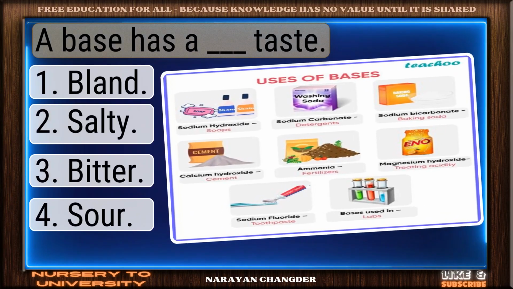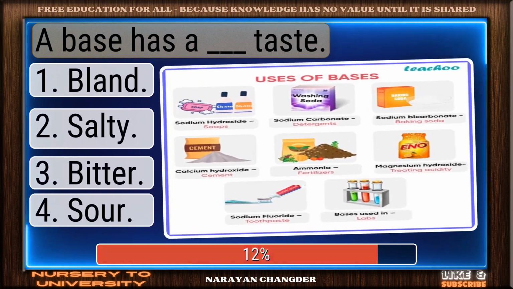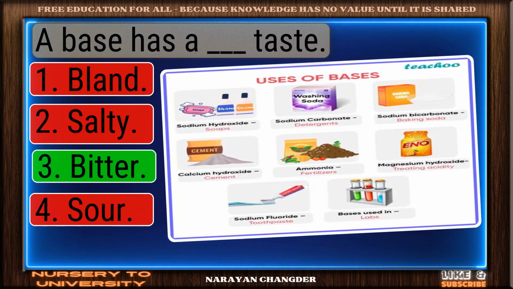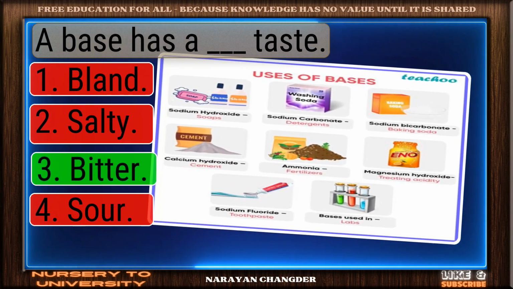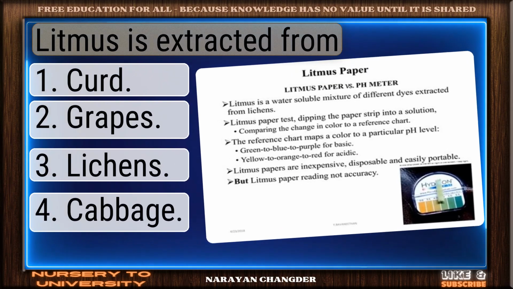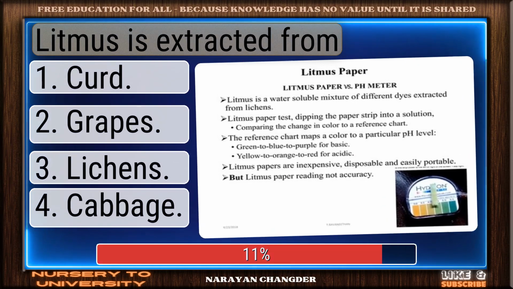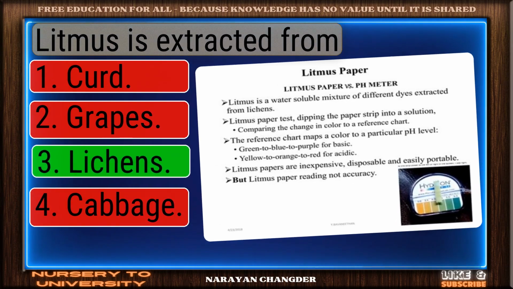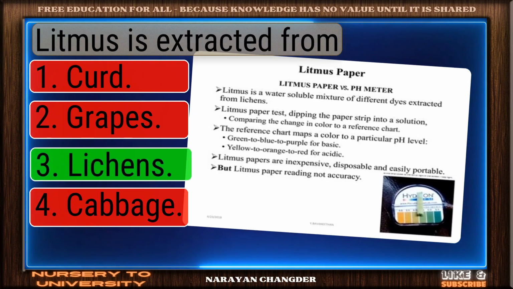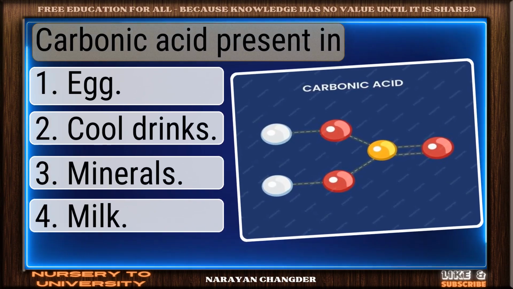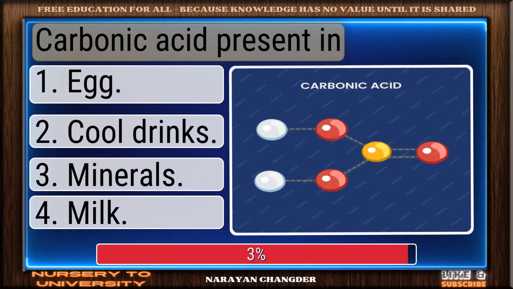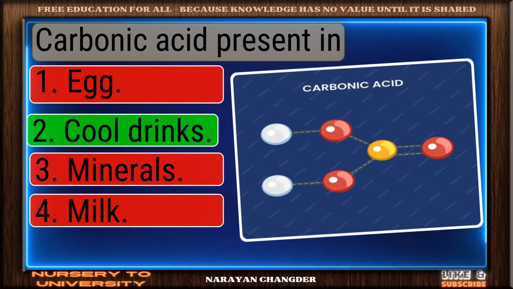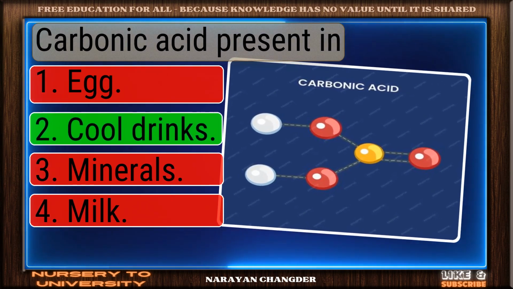Question number 206. A base has a dash taste. Great job. Bitter is the accurate answer. Question number 207. Litmus is extracted from. Excellent. Lichens is a brilliant choice. Question number 208. Carbonic acid present in. Right again. Cool drinks is a valid answer.